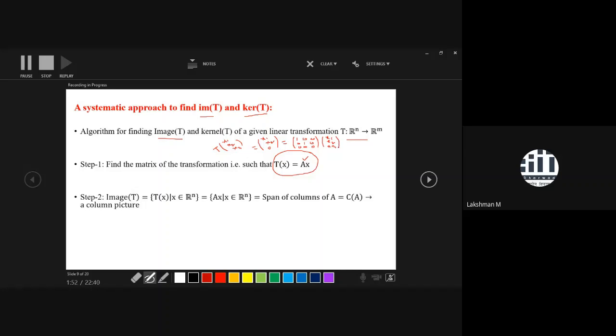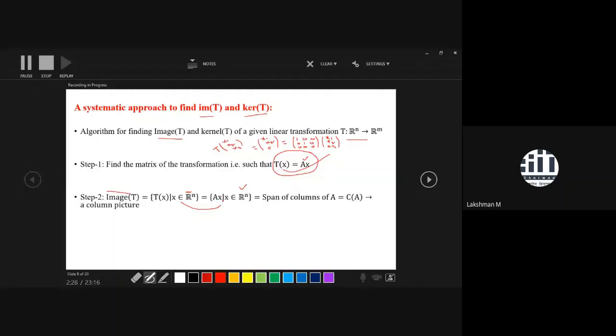So whatever transformation you have, always in the first step give a matrix representation. That means find the associated matrix. Then go on to define the image. The image of the transformation: how do we define it? It is T of x such that x comes from the domain space. And we know the associated matrix of T, so this definition we can also write as T of x equal to A of x, such that x comes from the domain space.